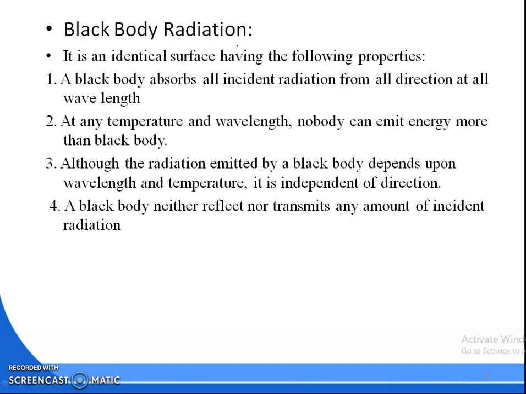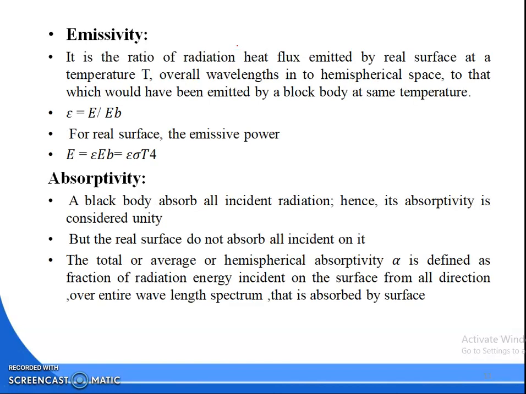What is a black body? A black body is a body which absorbs all the incident radiation from all directions and all wavelengths. So at any temperature and wavelength, nobody can emit more energy than a black body. Although the radiation emitted by a black body depends upon wavelength and temperature, it is independent of direction. A black body neither reflects nor transmits any incident radiation, it only absorbs it. So the absorptivity of a black body is maximum.